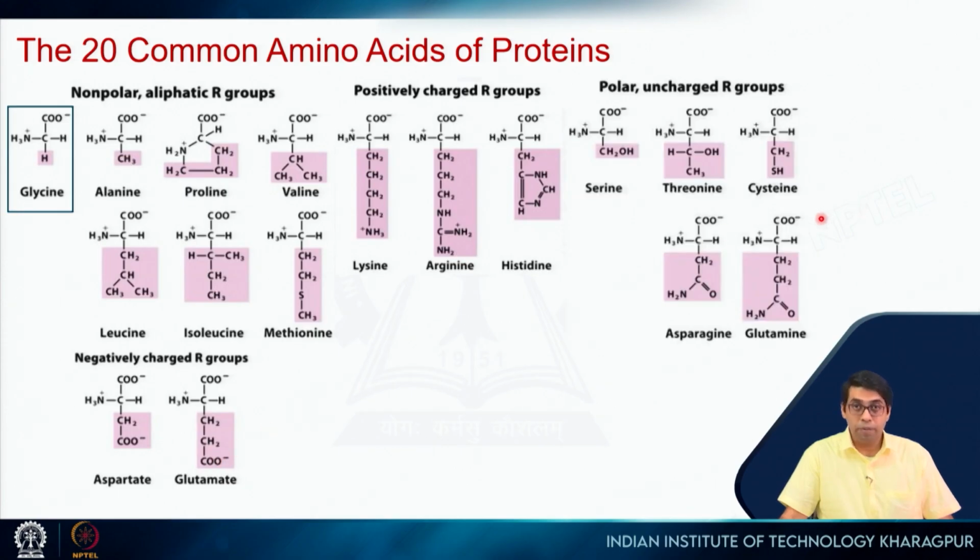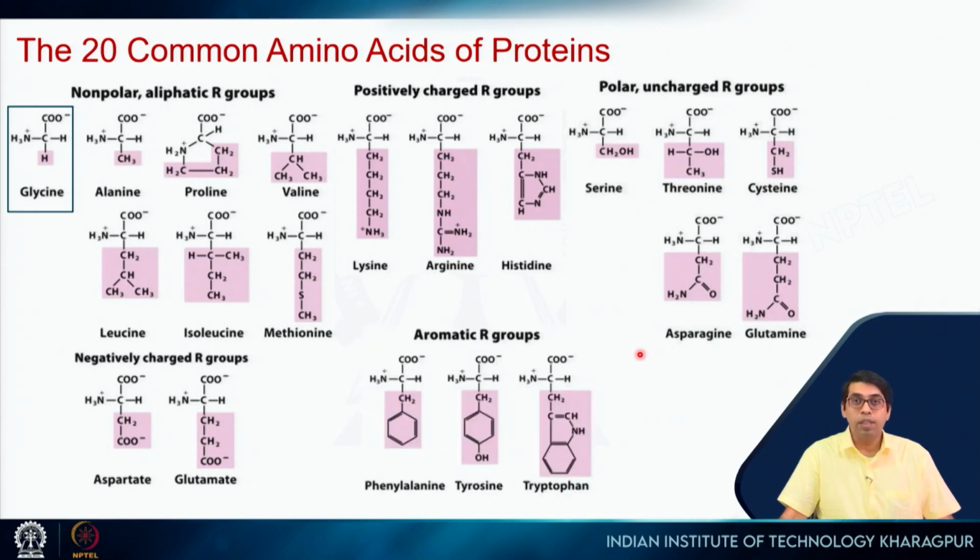We have polar amino acids. These are not charged, but they have polar groups like the OH group or SH group or NH2, CONH2 groups. And finally, we have aromatic amino acids where the side chain has aromatic groups. Phenylalanine, tyrosine, and tryptophan are examples of aromatic amino acids.